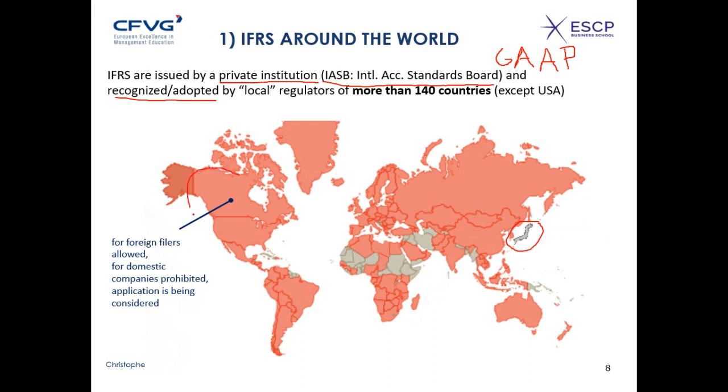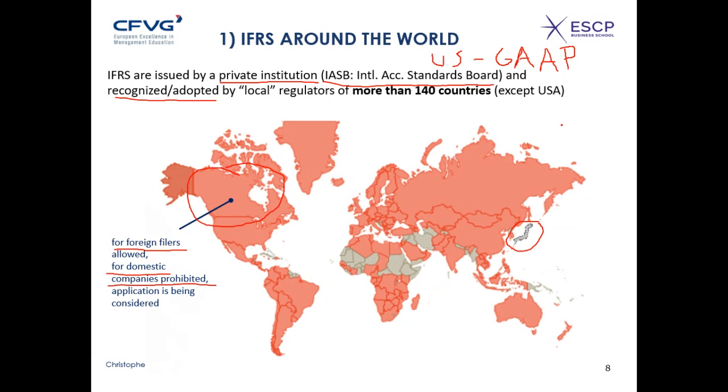And the second big country who doesn't use it actually is the US. Not so much for foreign filers. Foreign filers are non-American companies that are listed in the US. Those companies can use IFRS. So for example, European companies will use IFRS and they can take the same IFRS financial statements and be listed in New York. But American companies are not allowed to use IFRS. American companies use US GAAP, the accounting regulation of the United States.